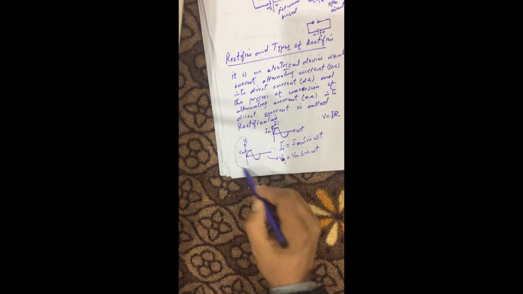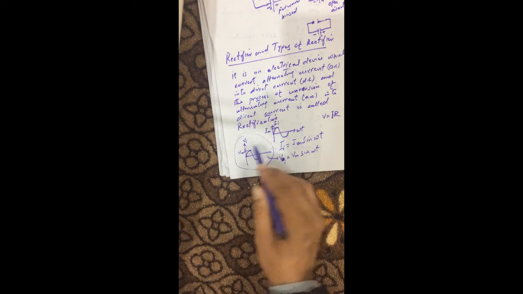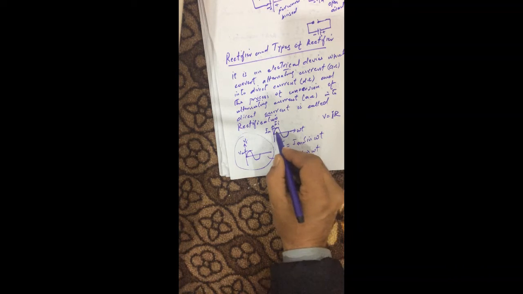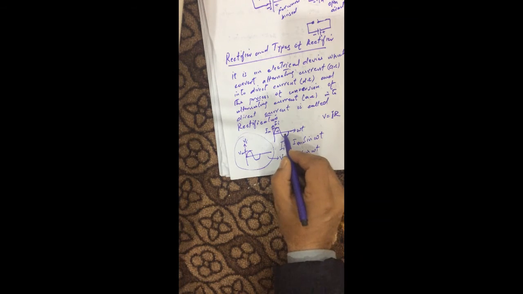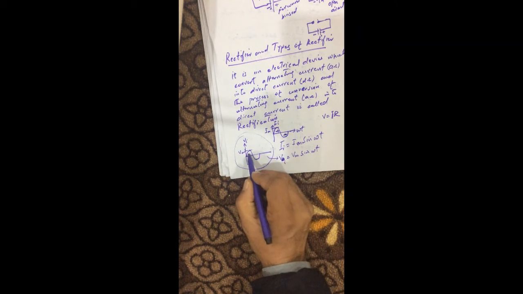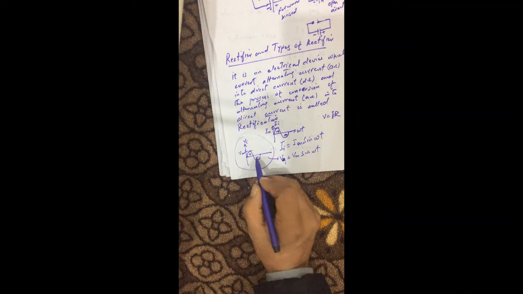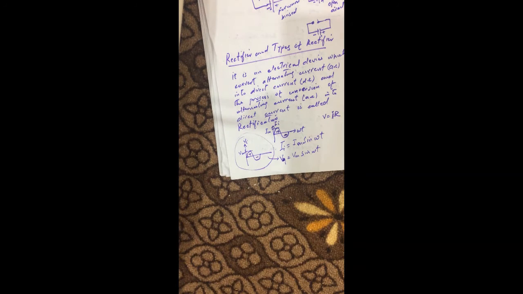But the current that comes to our houses or shops or markets has this form. It is alternating, with positive and negative cycles. This is a half cycle, this is the full cycle. So the half cycle is positive and the half cycle is negative. Similarly here the half cycle is positive and the half cycle is negative.